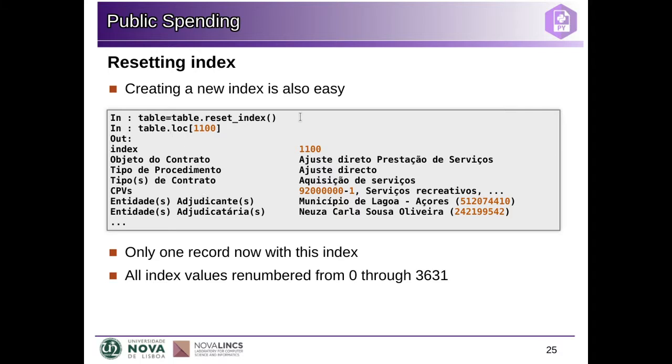Okay, so now reset index creates an index starting at 0, going through all the rows, and now at index 1100, I only have one entry. It's this one. I have the index value there, the contract type, and so on. Actually, this is the previous index that I had before. When you do reset index, the previous index gets added to the data frame as a new column, so you don't lose that information. But if you want, you can then drop that new column.